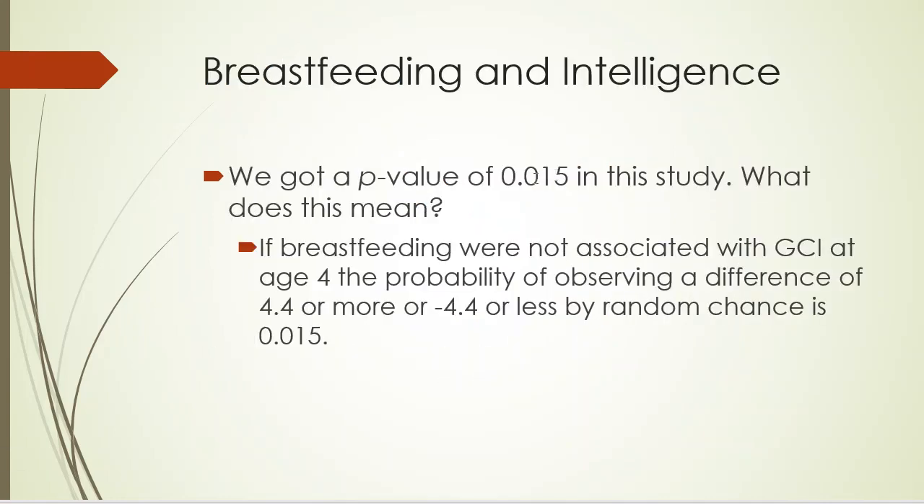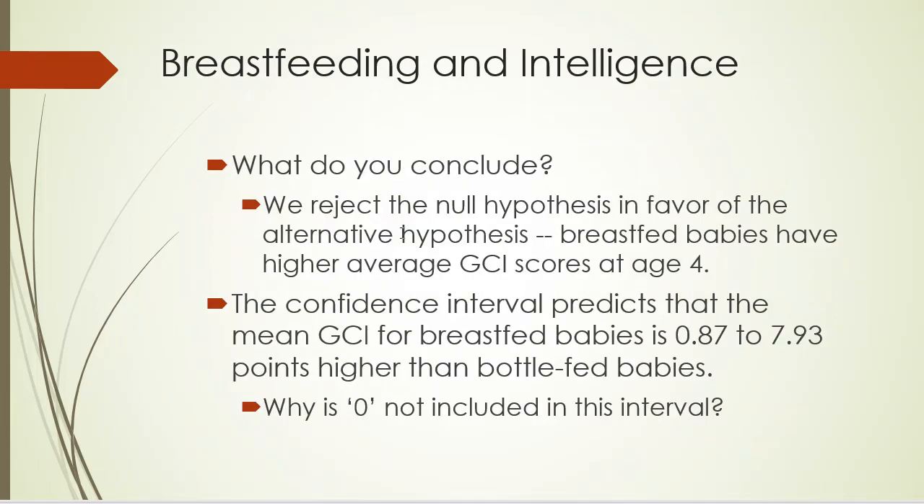All right, we got the p-value. So we made that conclusion that if breastfeeding were not associated with GCI score at age 4, the probability of observing a difference at least as extreme as 4.4 by random chance would be only 0.015, which is why we rejected the null hypothesis in favor of the alternative. So what do you conclude? Yeah, breastfed babies appear to have a higher average GCI score at age 4. The confidence interval predicts that the average GCI score for breastfed babies is somewhere between 0.87 and 7.93 points higher. 0 is not in the interval. We already concluded it was statistically significant.